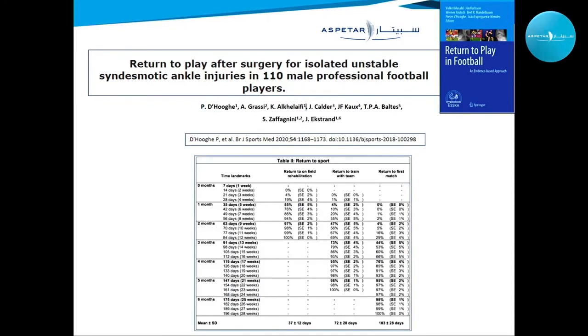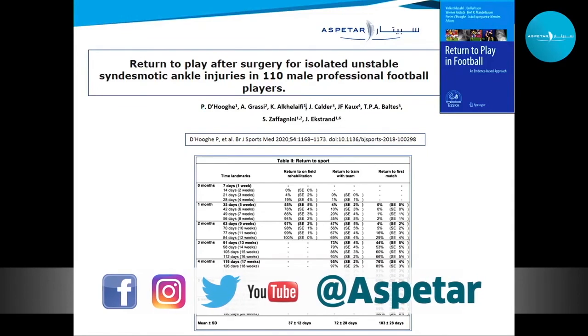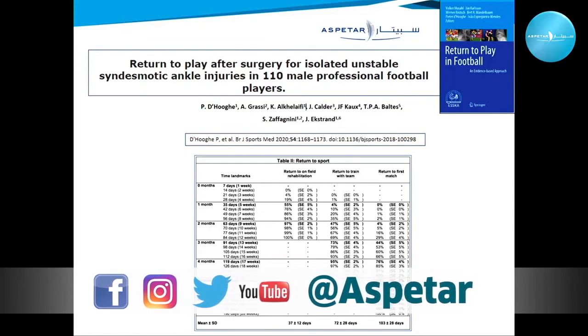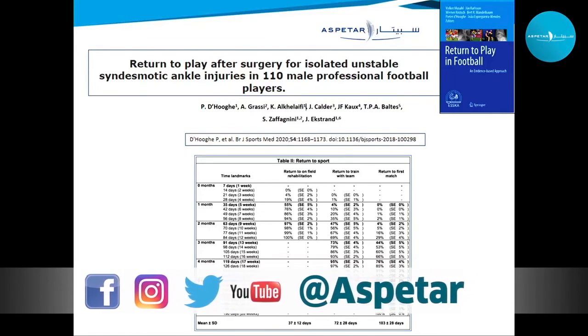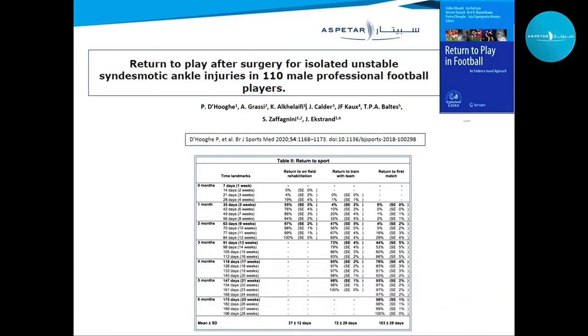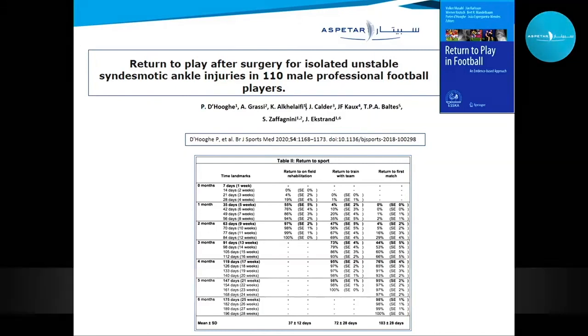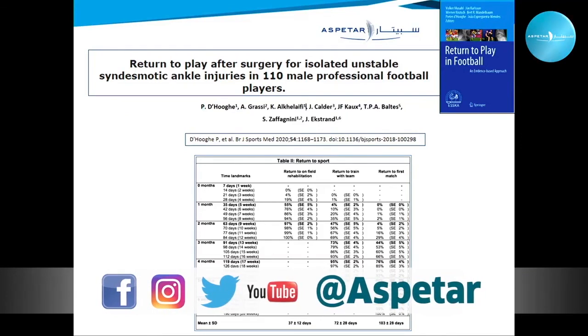What did we see? We saw that there's a return to play on competition, a return to play on rehabilitation, and a return to play on the team. And the results that we have is, for the first time, because there's nothing in literature before, that we can tell our player, if you have had surgery, your return to on-field rehabilitation will be around 37 days. Your return to train with the team will be around 72 days. And your return to first match will be around 103 days.